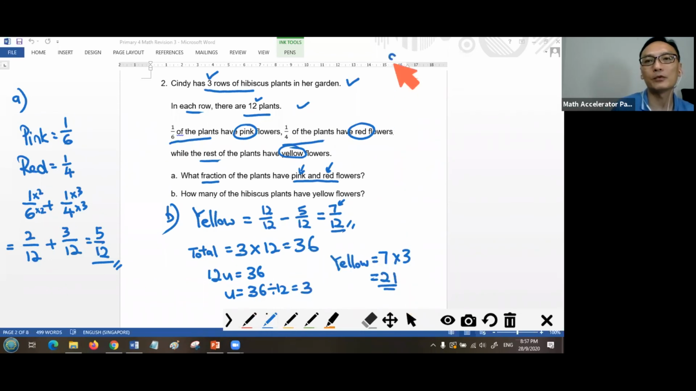So let me recap. Your answer for A is 5/12. Your answer for B is 21. So these are the answers for this question. Do you have it? How many of you have the answers before me? Same thing, type me too. If you're following my instruction, type follow. Thank you very much. Yes, Sylvia, what's your question this time? Can you type out quickly so I can move on to the last question?